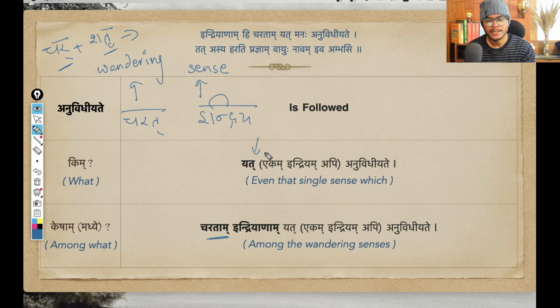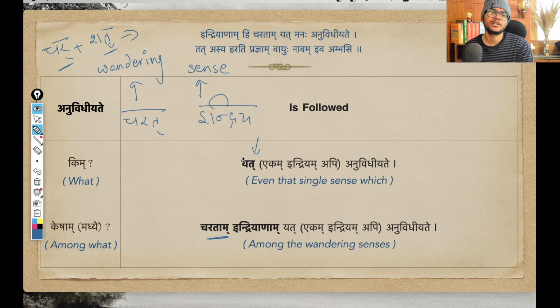Now the indriya that we spoke about earlier, that which is being followed, that which is being obeyed, is coming from among what? It is coming from among all the senses. So basically we are saying that even one indriya among all the indriyas, even one sense among all the senses. That is why we are using shashthi vibhakti bahuvachanam.